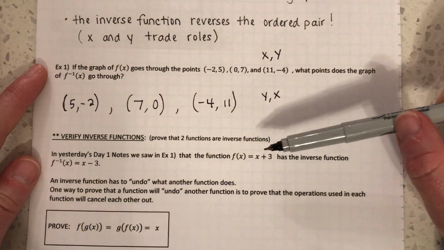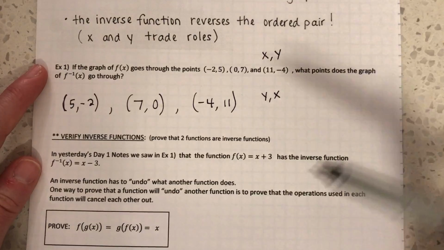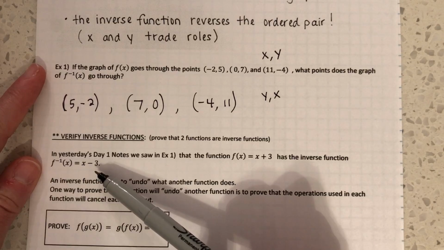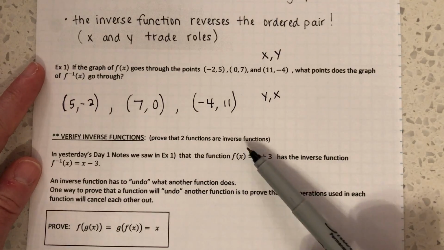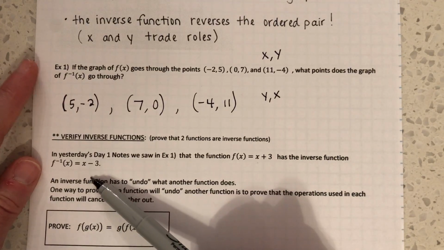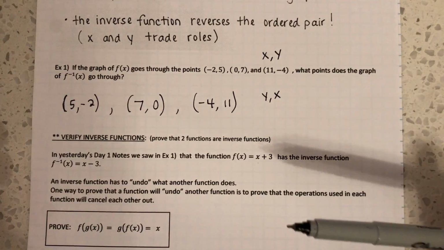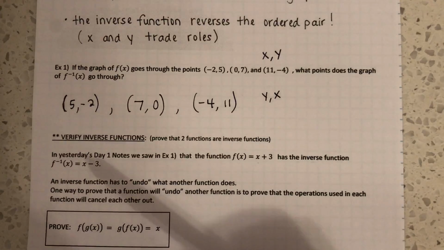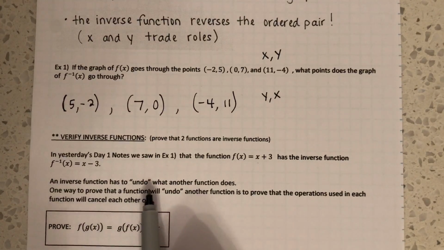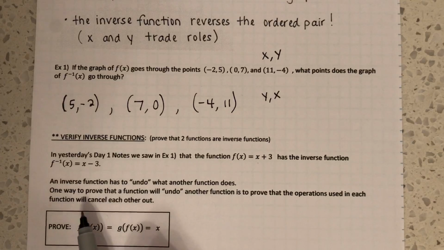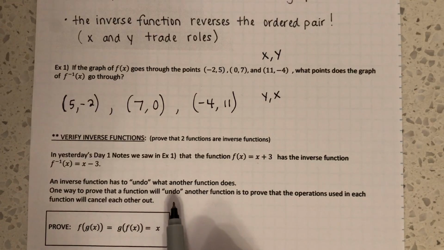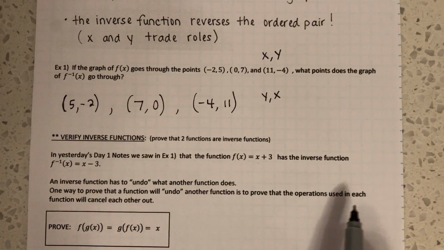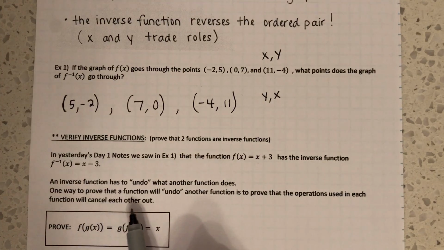If this function is going to add 3 to its input, then its inverse function naturally would have to subtract 3 from its input, right? That's how it's going to undo adding 3. The inverse is going to subtract 3. Not all functions, though, are easy to see if the operations are undoing each other. So if an inverse function has to undo what another function does, then one way to prove that a function will undo another function is to prove that the operations used in each function will cancel each other out.